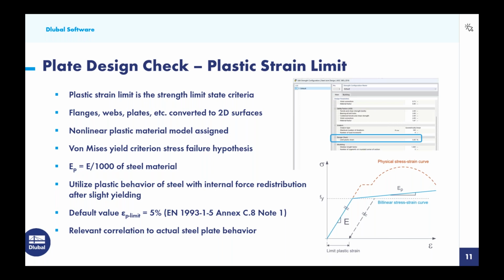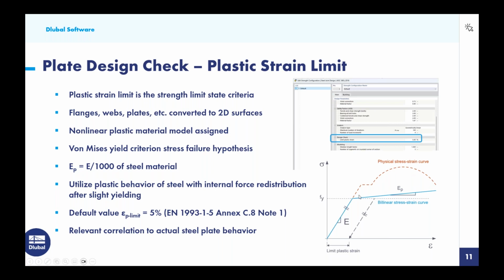Now, we probably have initially defined these as linear elastic materials, but again, in that submodel, they're automatically converted to nonlinear plastic materials. With this material model, we will apply the von Mises yield criterion stress failure hypothesis. So taking a look at the stress strain diagram in the lower right-hand corner, you'll notice that below the yield strength, we have our linear elastic region. But once we reach that yield strength, Fy, we are now in the plastic region.